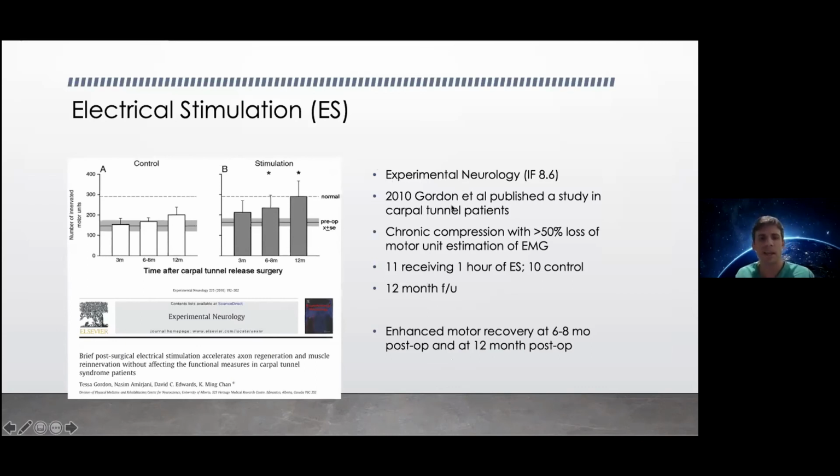This was in 2010. This is in carpal tunnel patients, and they received 1 hour of electrical stimulation after the repair, and they had 12-month follow-up. They had enhanced motor recovery at 6 to 8 months and at 12-month post-op follow-up. There was no improvement in their subjective feeling, in terms of stimulation versus control, but their motor function did seem to be improved. And all these studies that I'll show you were blinded to the people assessing the outcomes and to the patients as well, in some cases, unless the patient was awake.